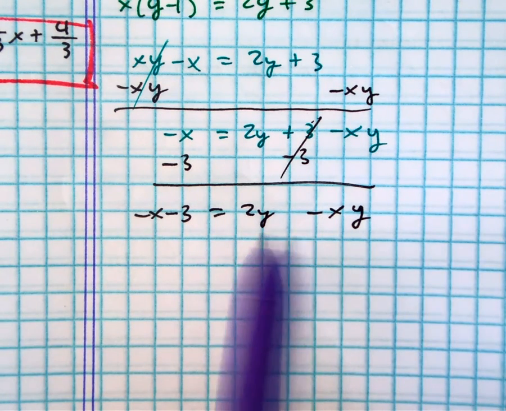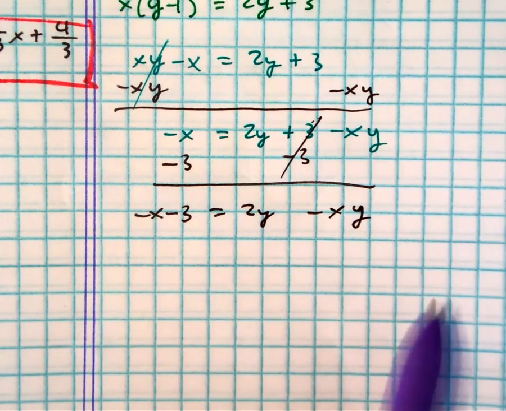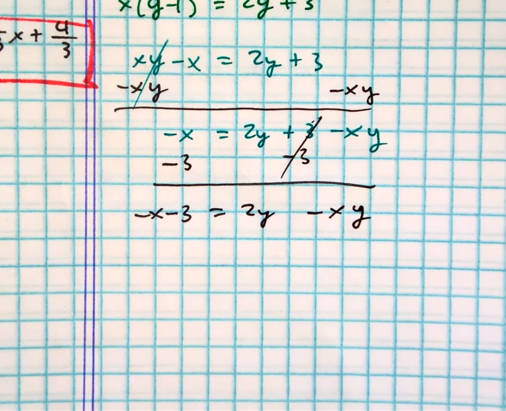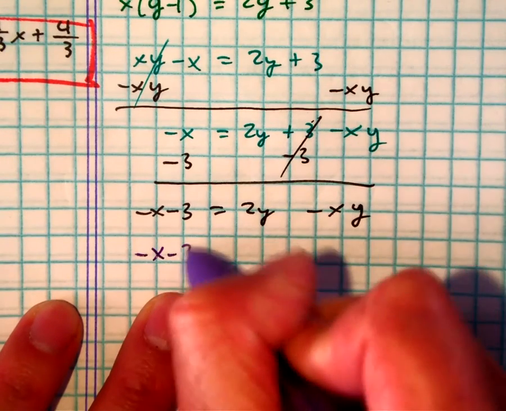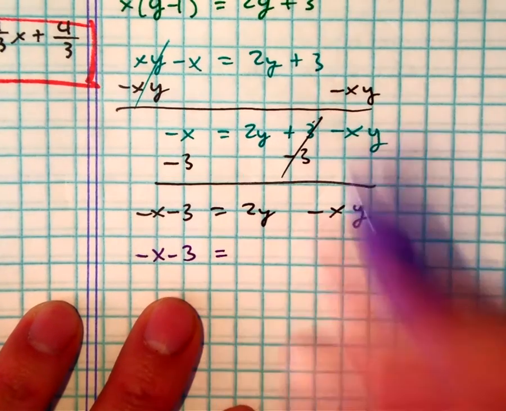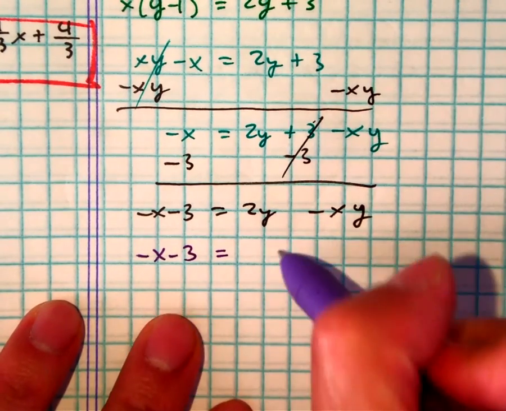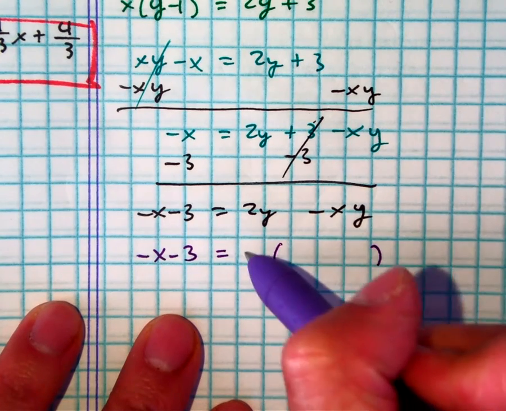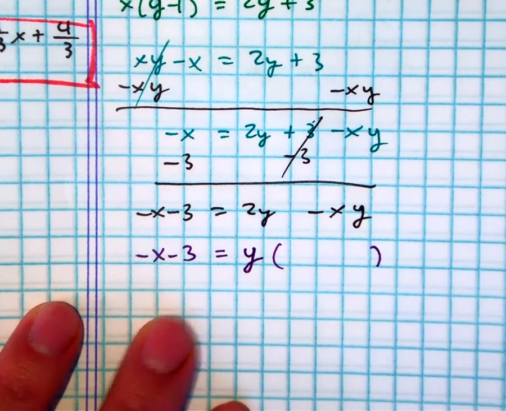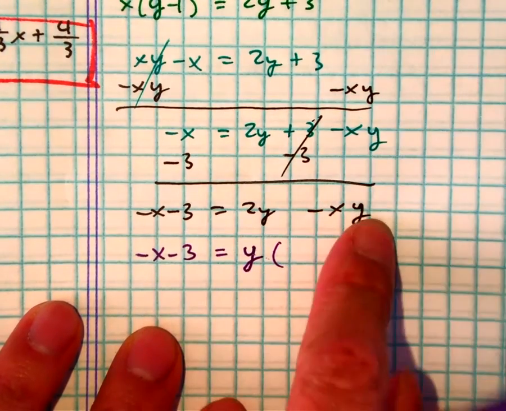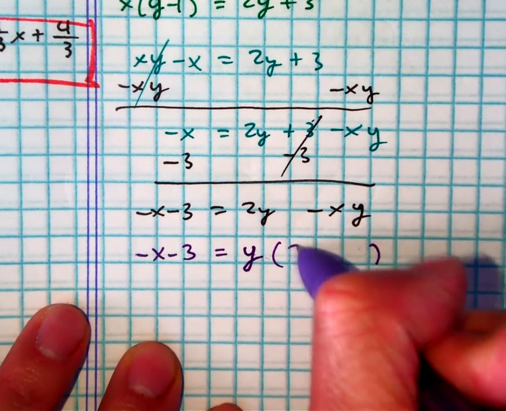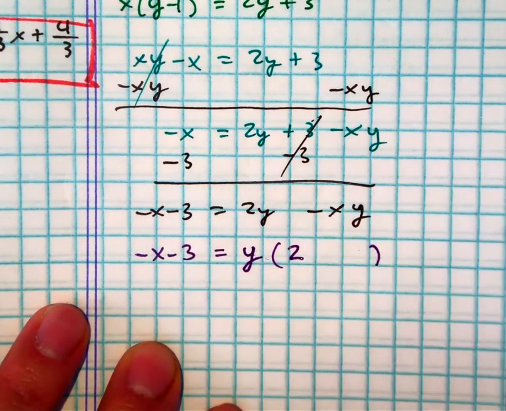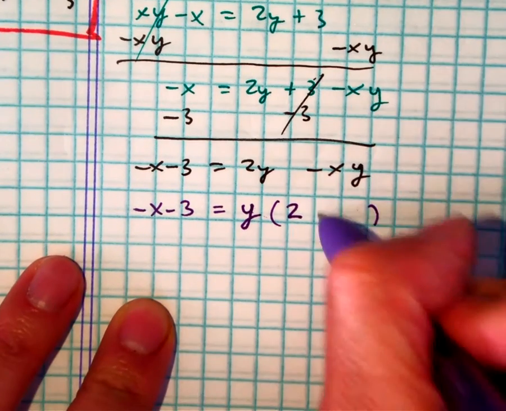Partner A till partner B. If you factor this, what do you get? On the count of 3, we're going to say the greatest common factor. Ready? 1, 2, 3. Y. They both have a y in there, right? Y times something equals 2y. Y times something equals negative xy. Negative x.